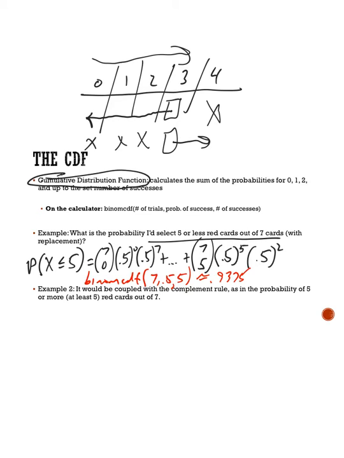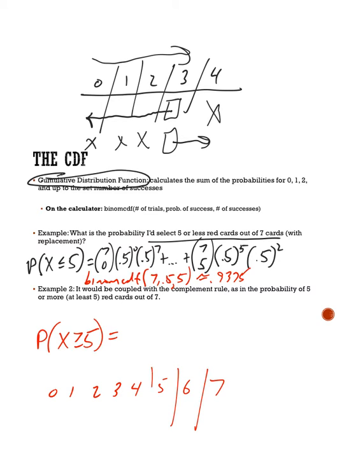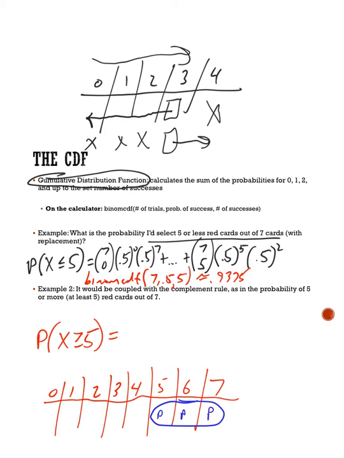Second example here, quickly, would be coupled with the complement rule: the probability of 5 or more out of 10. This isn't 6 or more, but it actually is 5 or more. You could answer this by getting the PDF of 5, 6, and 7. Again, if we look at all of our options here, and this is what I do a lot of the time, I'll just draw in a generic table just to know what I'm looking for. This wants 5 or more, so what I'm looking for here is these 3. I could do PDF, PDF, and PDF, or I could CDF from here back.